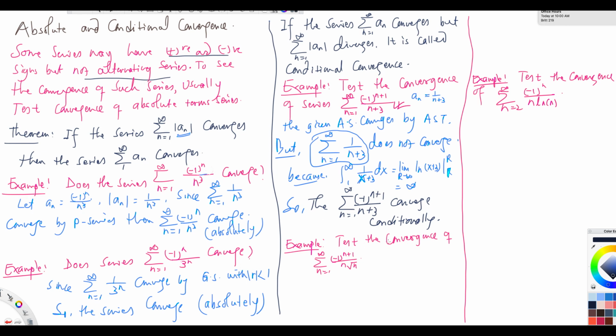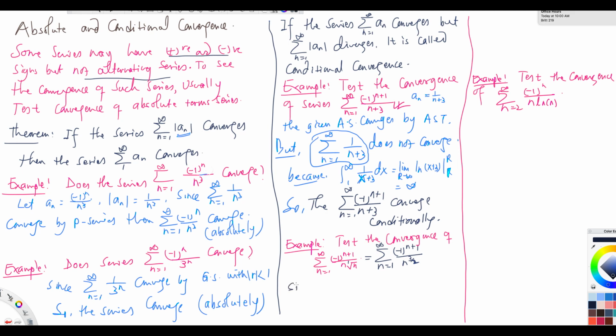All right, next, test the convergence of this series. So we want to see if it converges conditionally or absolutely. Okay, what do you think? So this can be written as the sum from n equals 1 through infinity of negative 1 to the n plus 1 over n to the 3 half, right? Because n to the 1 and n to the 1 half becomes n to the 3 half. So do you think that this series converges absolutely or not?